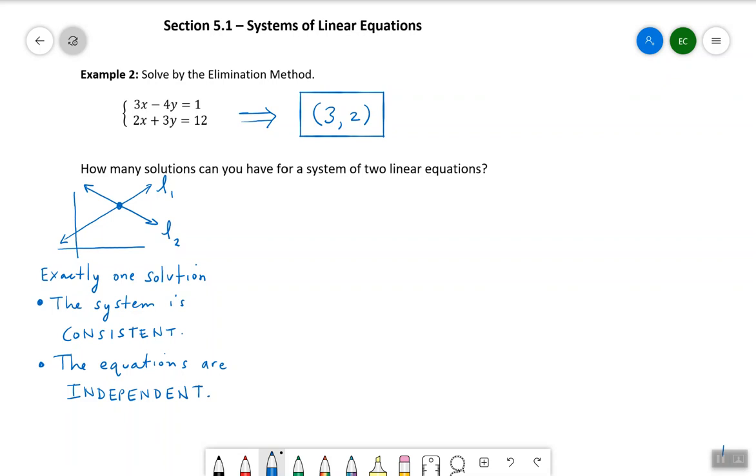Okay, what else could happen? Well, if you think about it, what if the two lines were parallel? How many solutions are there then? Then there's no solution.